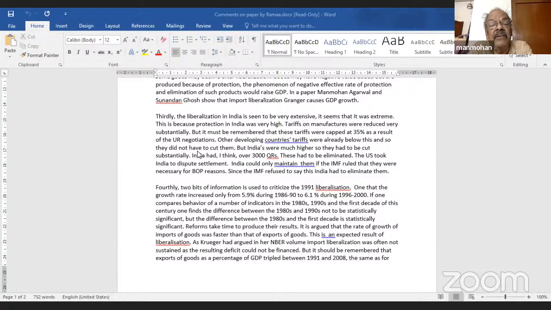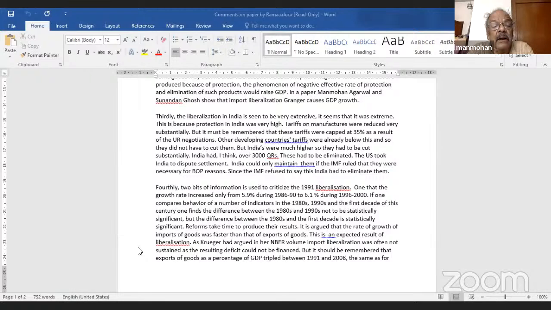Then there are two bits of information in the paper which I have difficulty understanding. One is that the growth rate increased only from 5.9% during 86-90 to 6.1% during 96-2000. But one has to take a broader canvas. If one compares a number of indicators in the 80s, 90s, and the first decade of this century, one finds very little statistically significant difference between the indicators in the 80s and the 90s. But there is a significant difference in the indicators between the 80s and the first decade of this century.